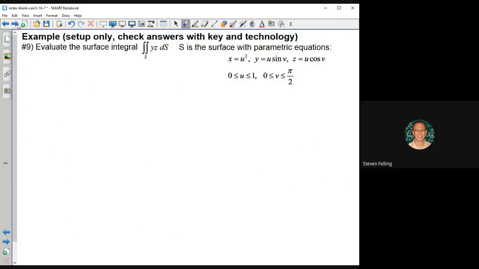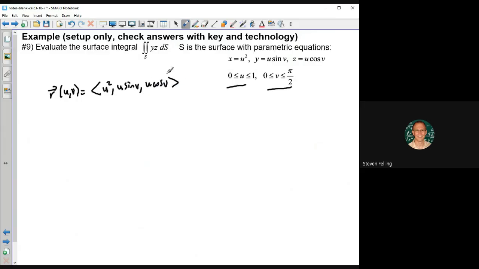All right, let's take a look at another example. Evaluate the surface integral yz over a surface with these given parametric equations. So this is nice. They gave me parameterizations, and they gave me the region that I'm supposed to integrate over. So all that stuff of parameterizing, I'm not really going to have to do. I'm just going to have to set this up. So let's just go ahead and write it out. The parameterization they gave was in terms of u and v this time. So x is u squared, y is u sine v, z is u cosine v.